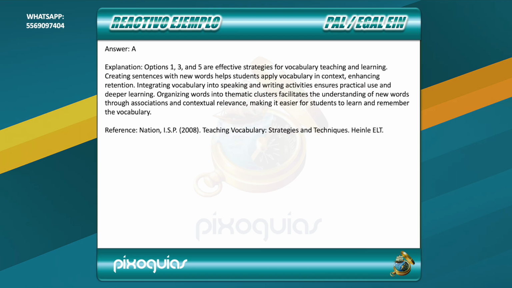Let me explain. Options 1, 3, and 5 are effective strategies for vocabulary teaching and learning. Creating sentences with the new words helps students apply vocabulary in context. This will enhance retention. Integrating vocabulary into speaking and writing activities ensures practical use and deeper learning. Organizing words into thematic clusters facilitates the understanding of new words through associations and contextual relevance. So it will be easier for students to learn and remember the vocabulary.